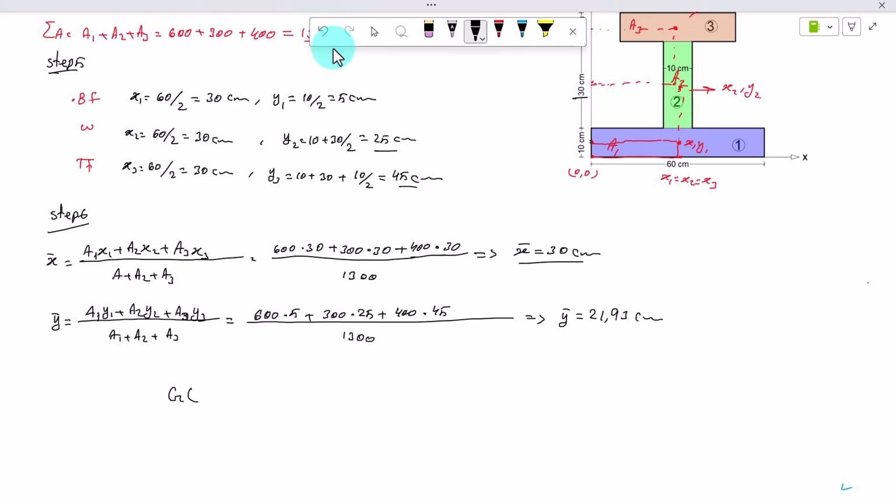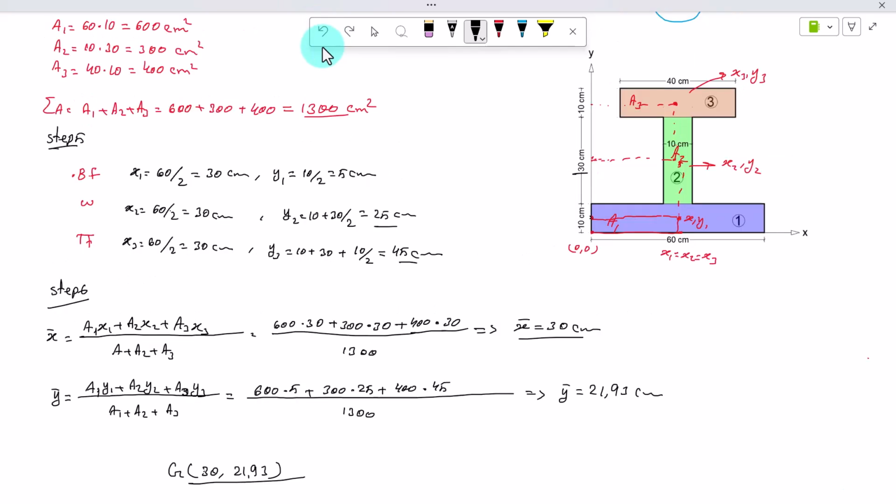Finally, we found the center of gravity of this I section. X bar is 30 centimeters and y bar is 21.93 centimeters. This is the center of gravity of this I section. We can show it here, like here. This is x bar and y bar.